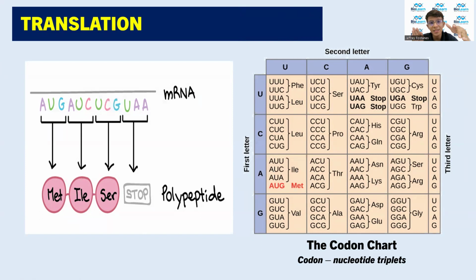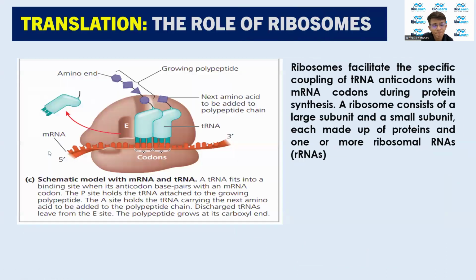This is where translation always starts. So as long as there is no AUG yet, it will not start. So AUG will be translated to methionine. AUC will be translated into here, ILE. Then UCG, serine, here. And then UAA, stop. Once it meets the stop, that's the end of translation. So amino acid 1, amino acid 2, amino acid 3, then the stop codon, then this is now your polypeptide or your protein.